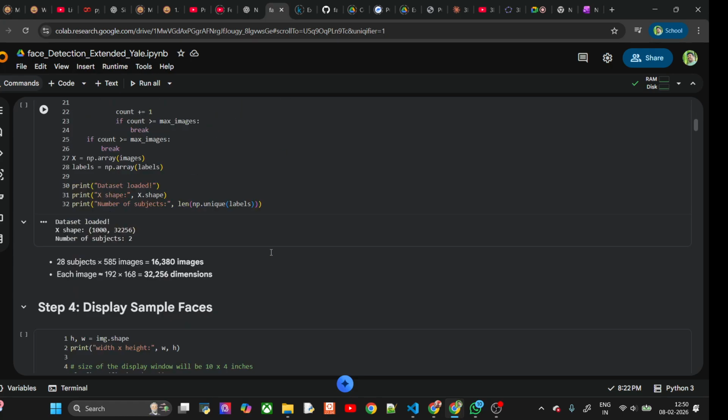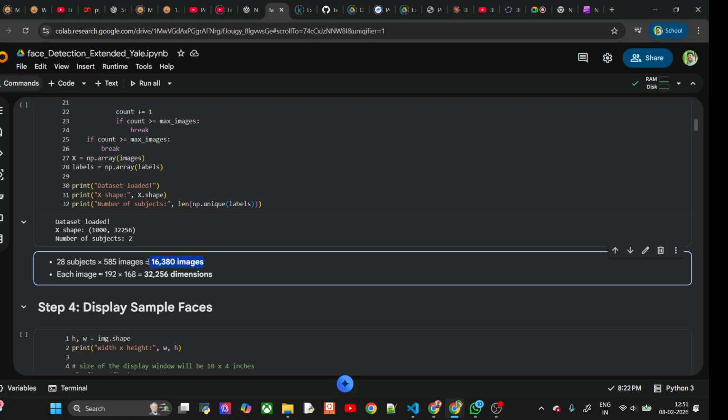This is what we have seen last time, this Kaggle data set. It has 28 subjects, where one subject means one person. That one person gives images in different lighting conditions and showing different kinds of faces and expressions. In total we have 16,380 images.